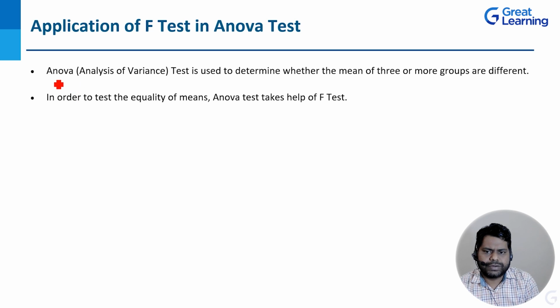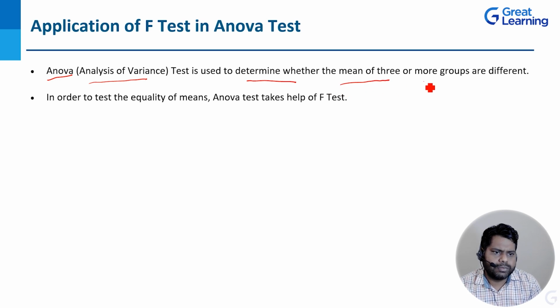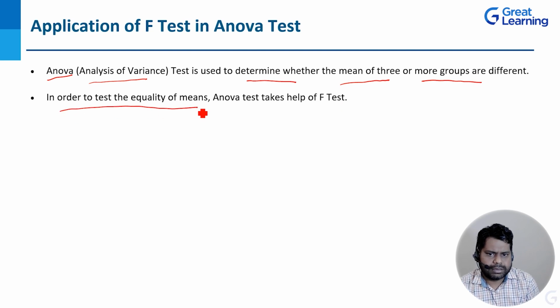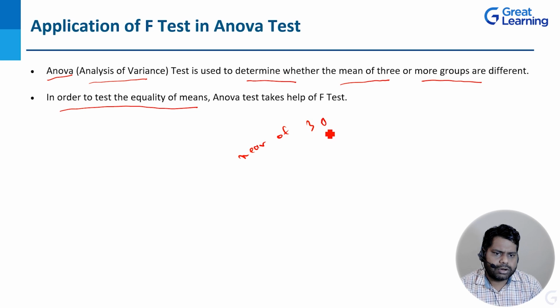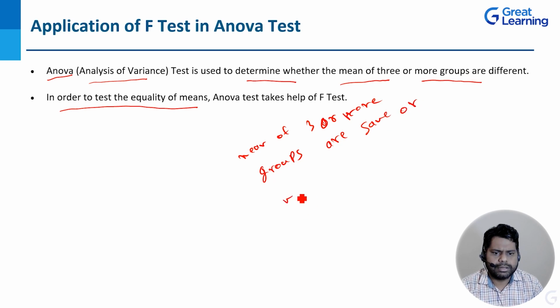Okay, now let's move on to our next topic, that is application of F test in ANOVA test. So what is the ANOVA test, or what is the application of the ANOVA test? First we see ANOVA, analysis of variance test, is used to determine whether the means of three or more groups are different or the same. In order to test the equality of means, or to check whether the means of three or more groups are the same or not, we take the help of the F test.